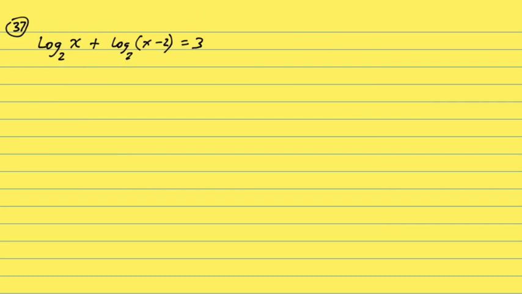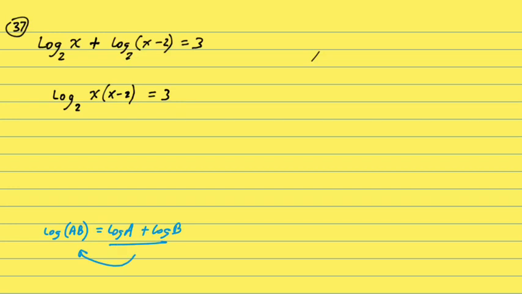Okay, after 35, I did 37. Does anybody know the addition means multiplication? So it's log base 2 of this equals 3. What property did I use? Log of a times b equals log a plus log b. I just took this and went the other way to that answer.